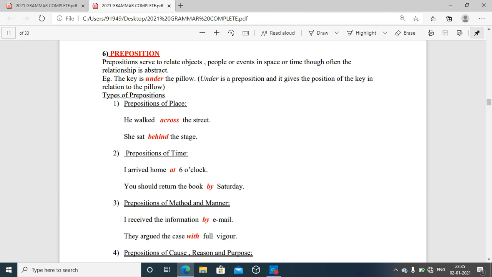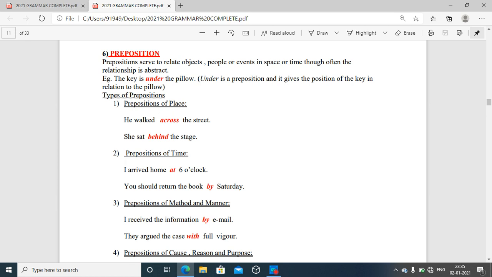A place is mentioned, and her position in relation to that stage, that place. That is, you get the place where she sits. So behind is a preposition that mentions the person's place or position in connection to something. Here one is street but the other is stage. Definitely those are prepositions referring to place.